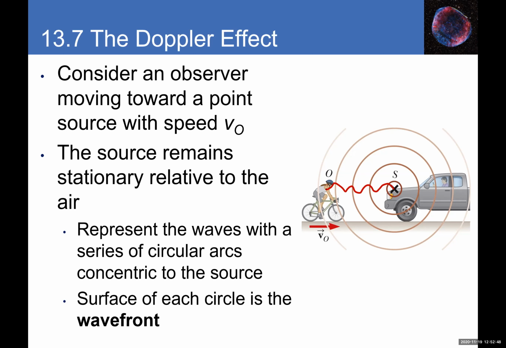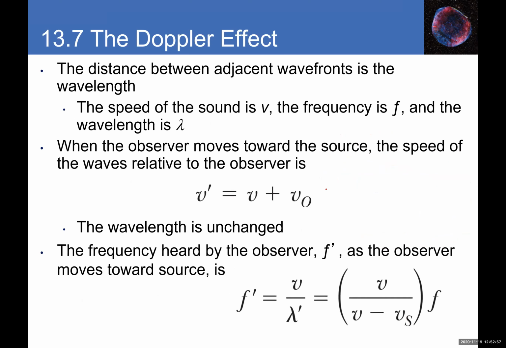But if you're moving toward the source, it seems like the waves that are moving toward you become compacted a little bit. The distance between adjacent wavefronts is the wavelength, and the speed of sound is always going to be V, which is 343 meters per second. Then the frequency is F and the wavelength is lambda.